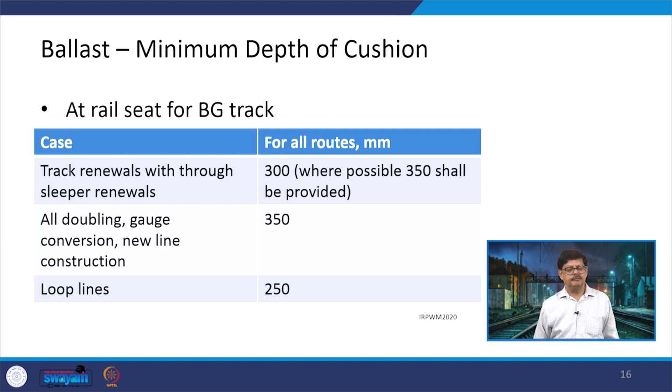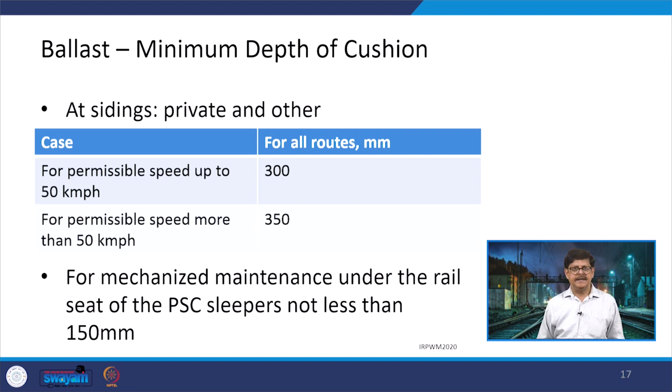Now, here some values have been given at the rail seat for the broad gauge track. For renewal with through sleeper renewals, 300 is what is to be provided on all routes, and where possible 350 shall be provided. On doubling, gauge conversion, new line construction, 350 mm, on the loop lines 250 mm. So, these are the minimum values which are already specified. At sidings, where private or other type of sidings, for a permissible speed of up to 50 kilometers per hour, it is 300 mm. For permissible speed more than 50, it is 350 mm.